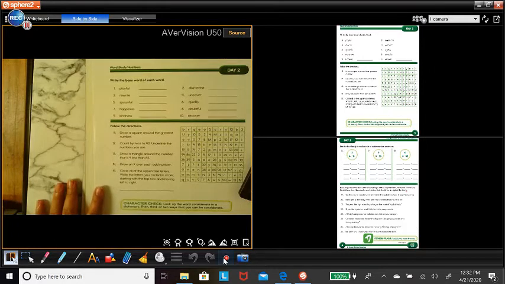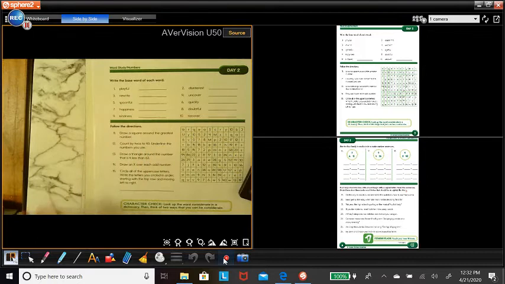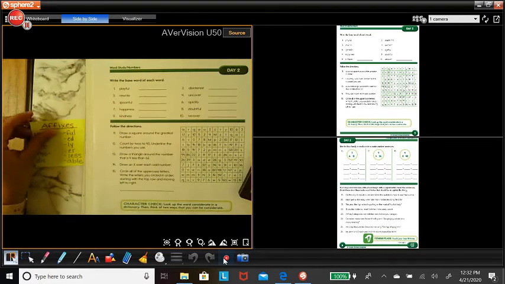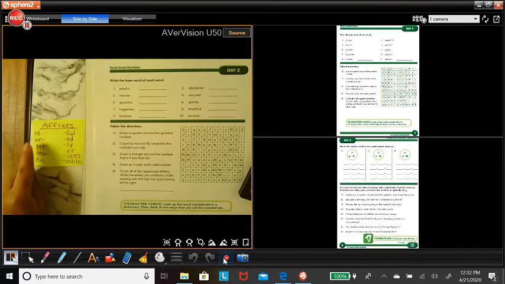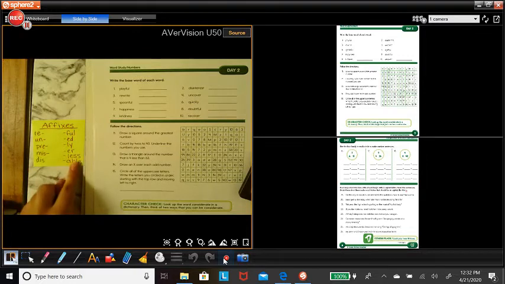So we are on page 5 of your workbooks. Number 1 is up here. The instructions say write the base word of each word. So we're working with affixes. We've talked about prefixes, which go at the beginning of words. Some examples are re, un, pre, mis, dis. And some suffixes are full, ed, ly or li, less, able.